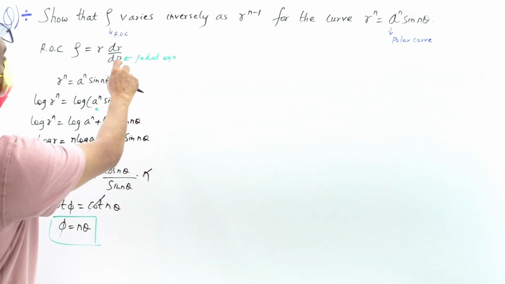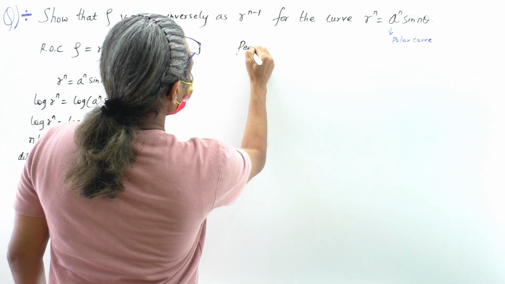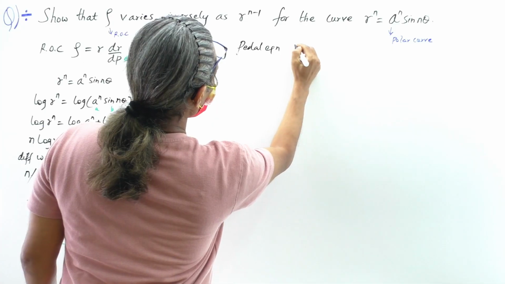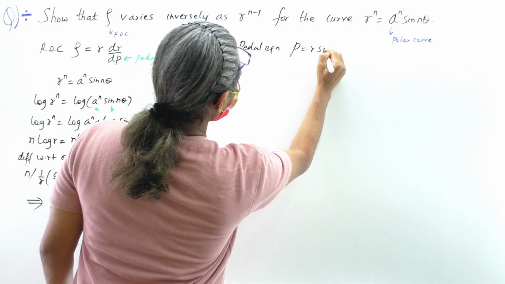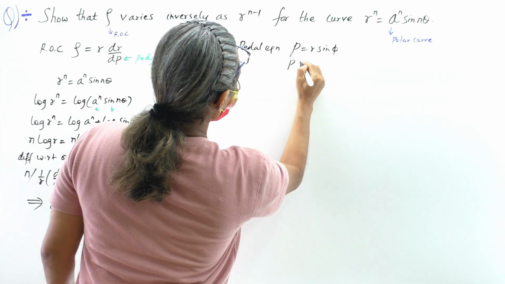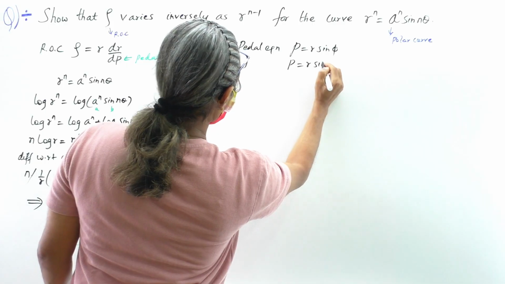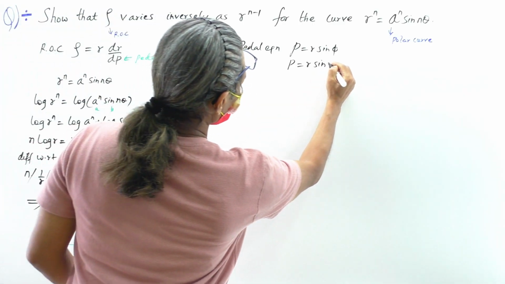Now we need p. What is p? p is the pedal equation, given by small p = r sin phi. So p = r sin of what's phi, n theta.